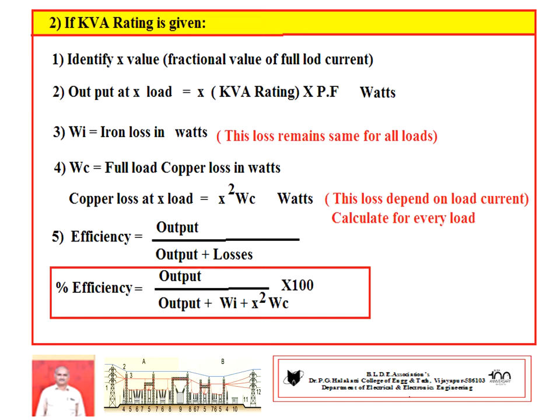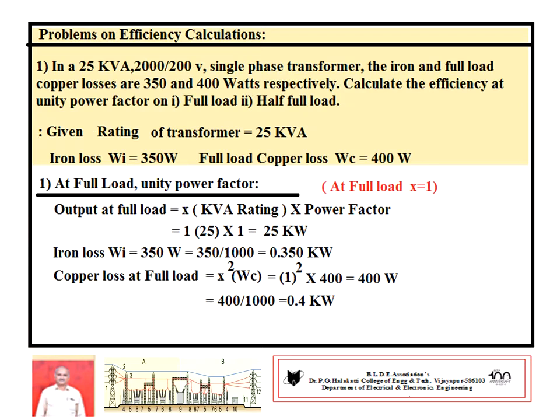After calculating copper loss, you come to the general expression. Efficiency, we know, is equal to output divided by output plus loss. In general, output divided by output plus iron loss plus X square times Wc. I want to know the percentage efficiency, so multiply by 100. Then a related problem. You have to practice a number of problems, sir.